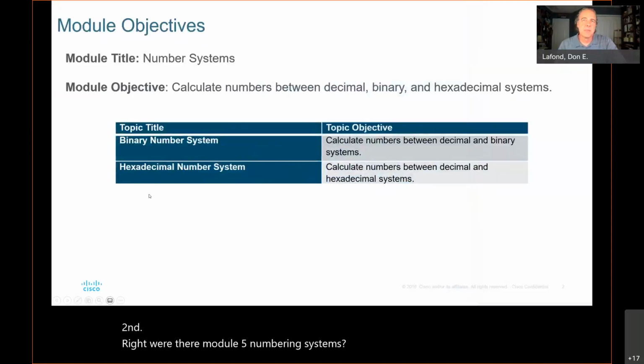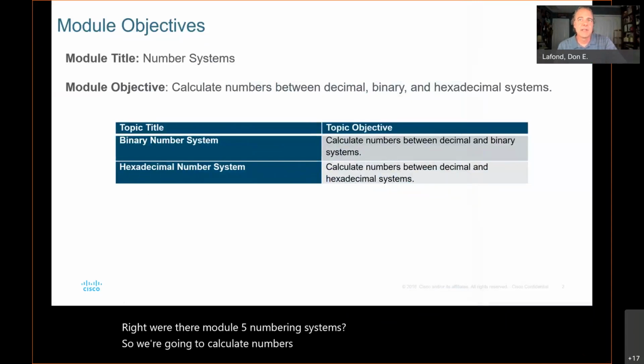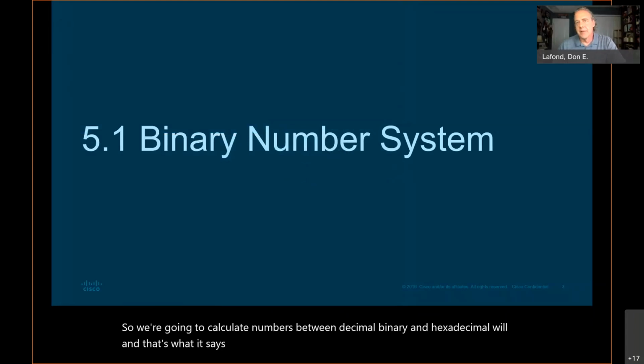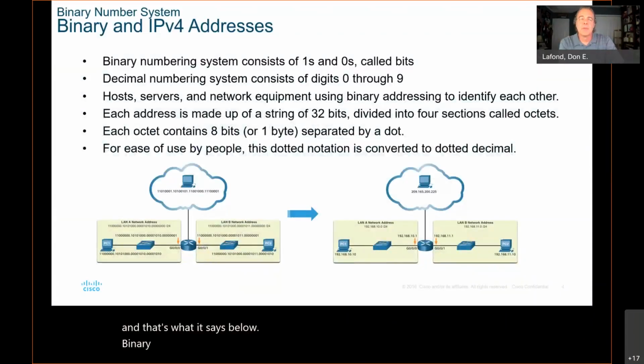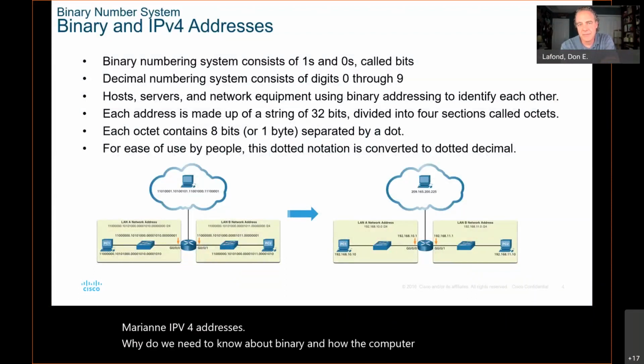Module 5, numbering systems. So we're going to calculate numbers between decimal, binary, and hexadecimal. And that's what it says below. Binary numbering system. The binary and IPv4 addresses. Why do we need to know about binary and how the computer processes information?